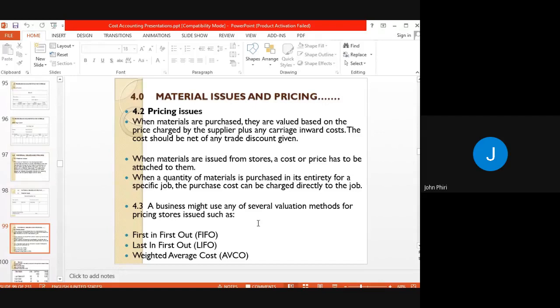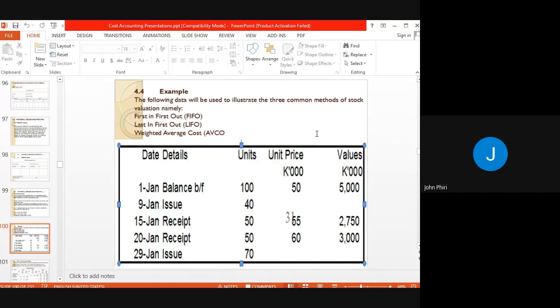Here's an example. An example is going to help us. I hope you can still see my presentation, what I've shared? Yes, sir. So now, here's an example of the data that we have there. Then we're going to use the three common methods of stock valuation, namely FIFO, LIFO, and AVCO.